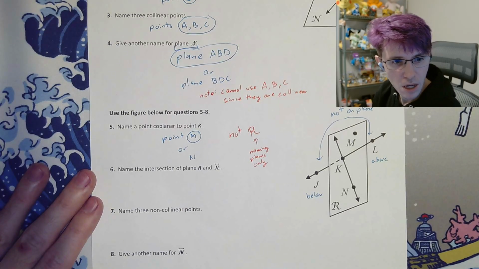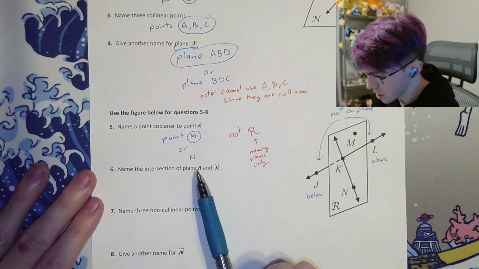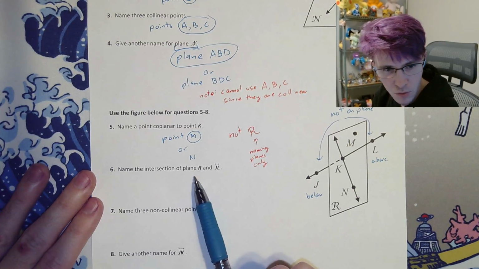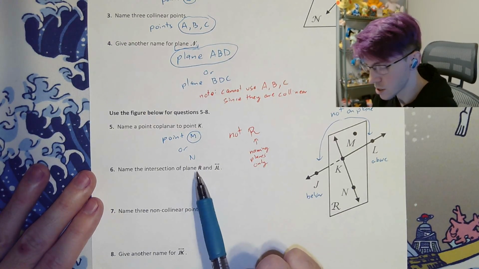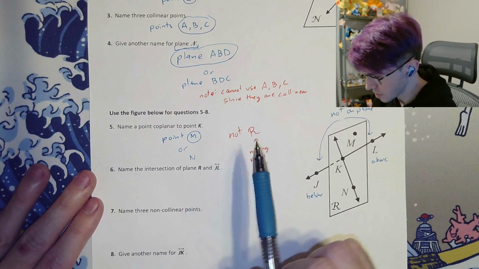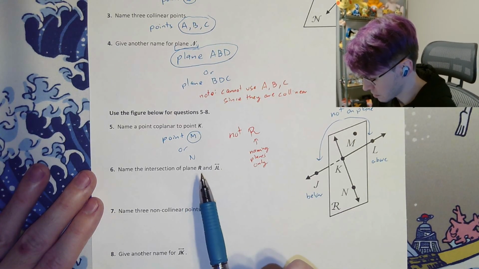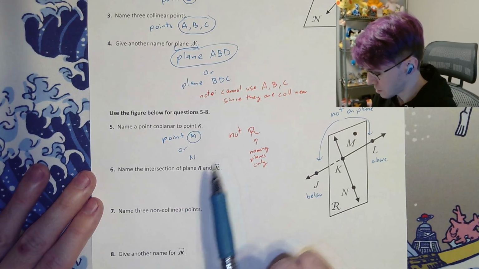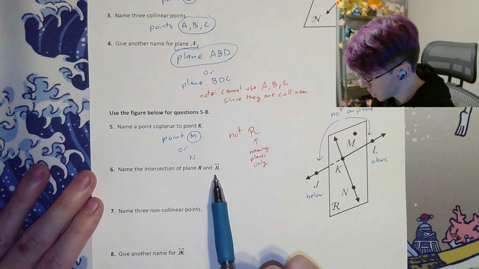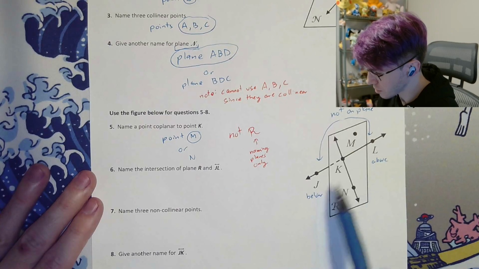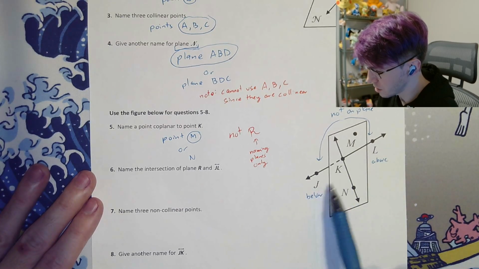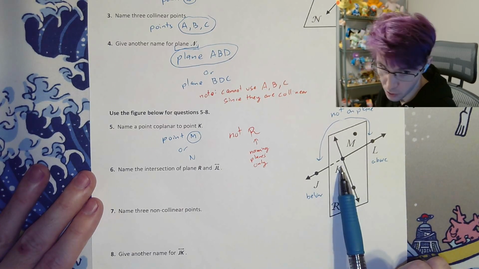Anyways, number 6, name the intersection of plane R and JL. So plane R, there's that fancy R we were supposed to see. Really, whoever wrote this one, wasn't me. This one really should have been a fancy curly letter, but maybe it's tough to do in Microsoft Word or whatever. I actually don't know. Maybe it was me. Who knows? All right, JL goes back and forth. So where does plane R, this piece of paper, run into this line that goes both below and above? Well, it runs into it at point K.